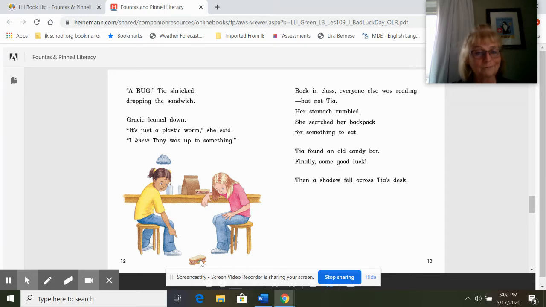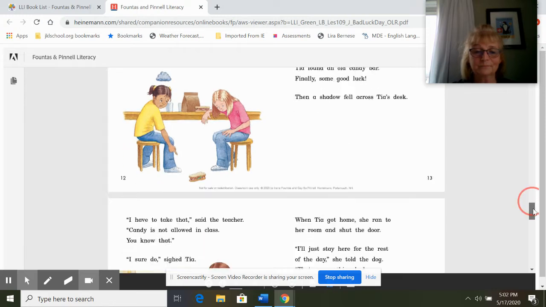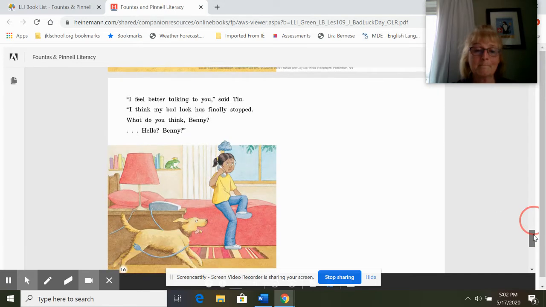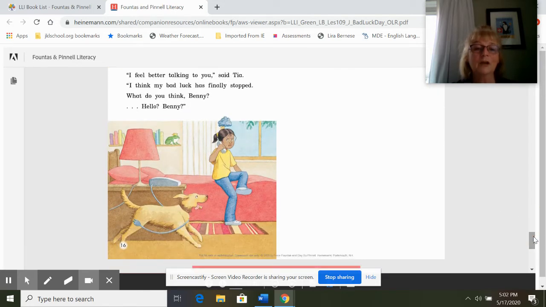Where's her lunch? Not up on the table where she can eat it. And still, that cloud over Tia. Notice it's not over anybody else. They're not having a bad luck day, but Tia is. And when she got home, she still was having a bad luck day. What do you notice about the plug on the phone? Yep.